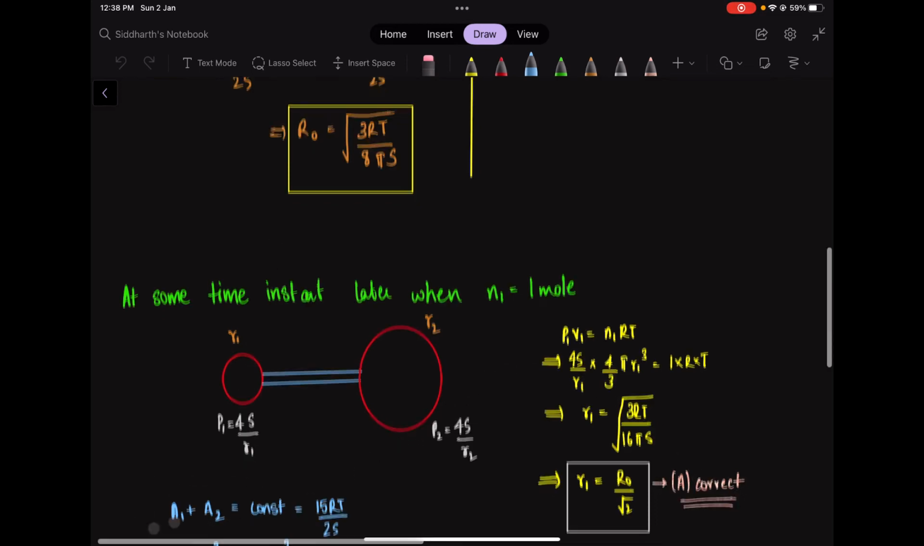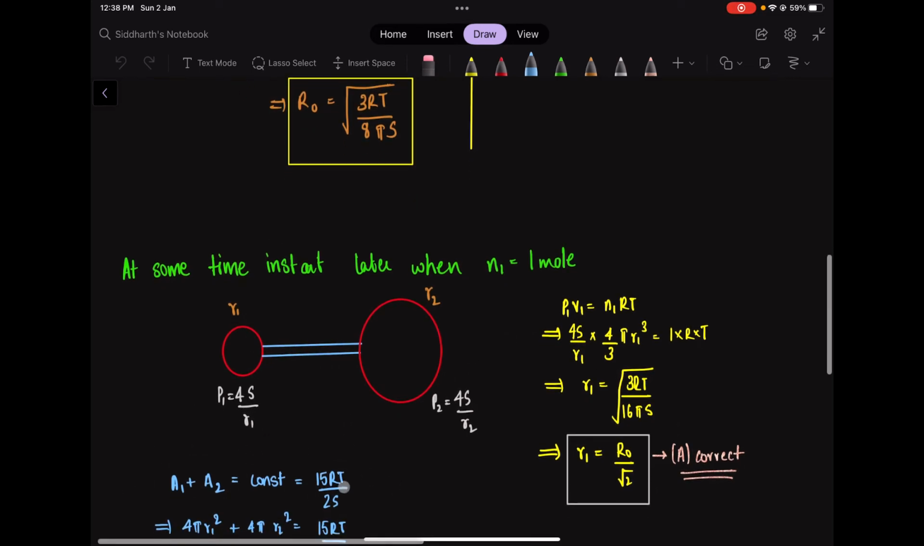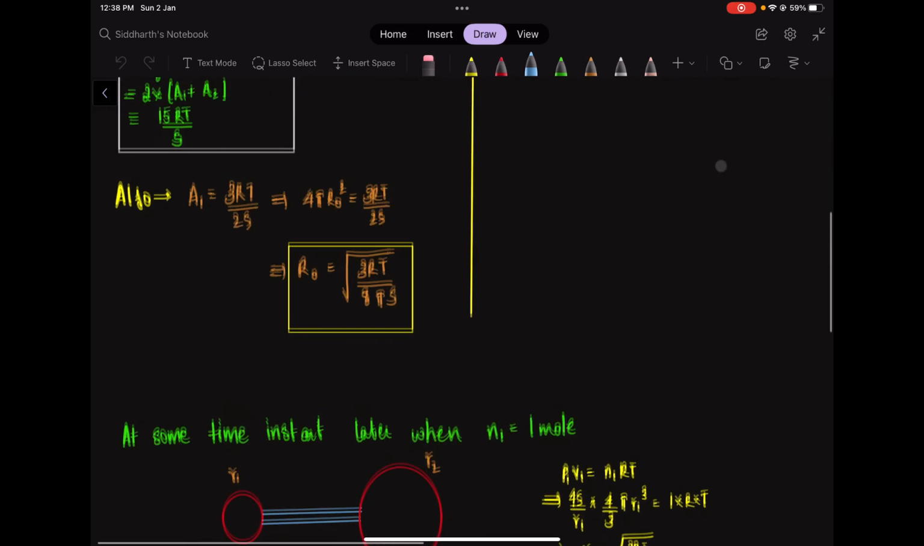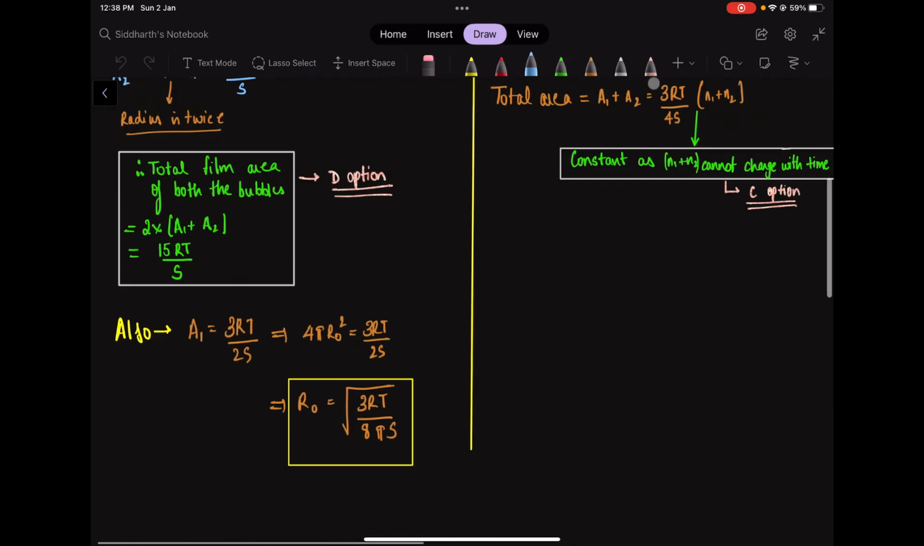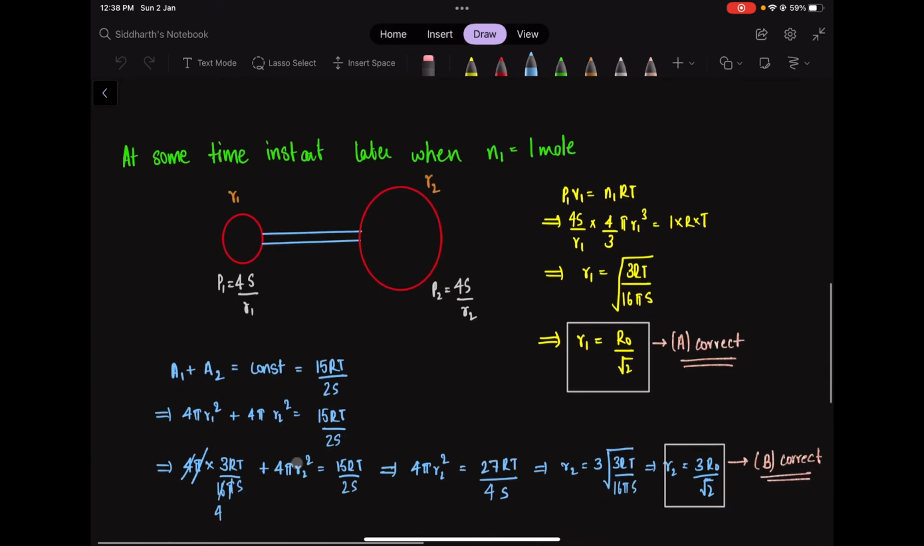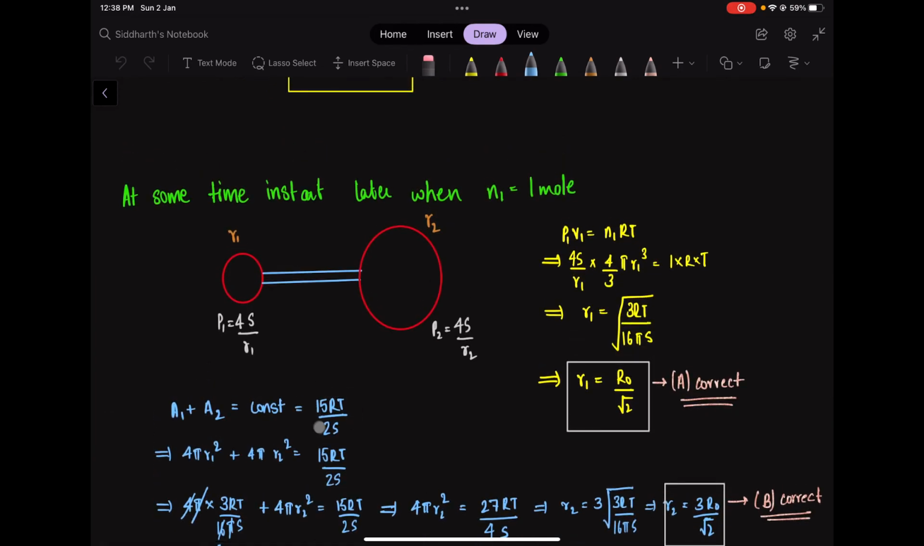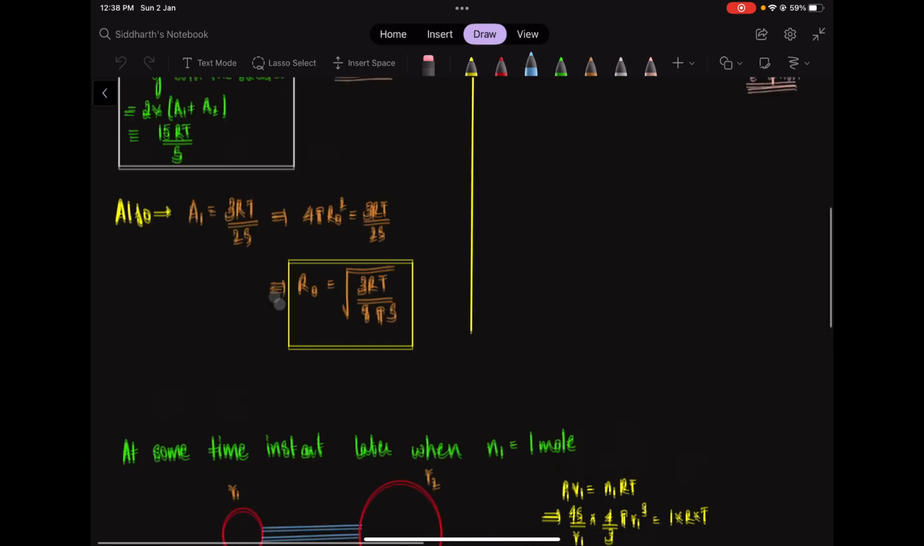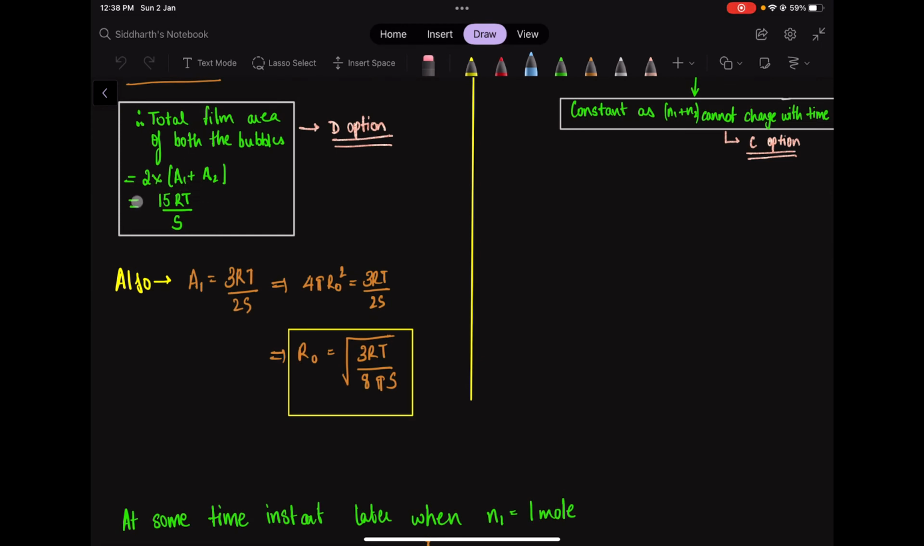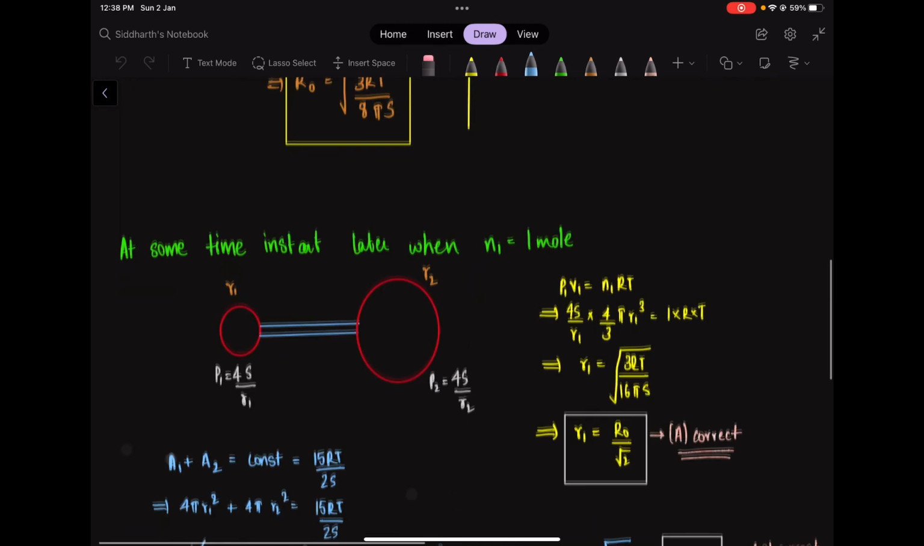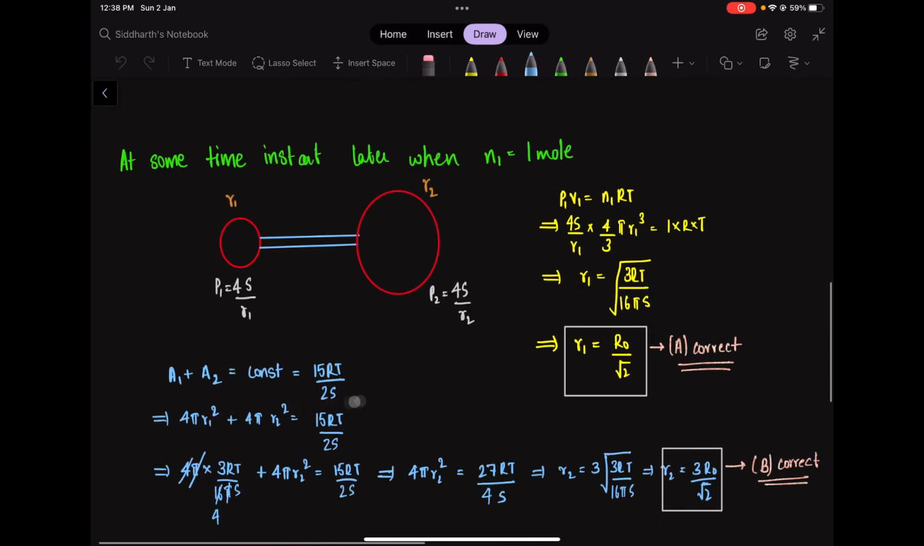Also A1 plus A2 is constant, as we saw in option C, and that is 15RT by 2S. This one we can find as the total film area is 15RT by S, and that is 2 times the total surface area. So the total surface area will be 15RT by 2S. You divide this by 2. So A1 plus A2 is constant at 15RT by 2S.